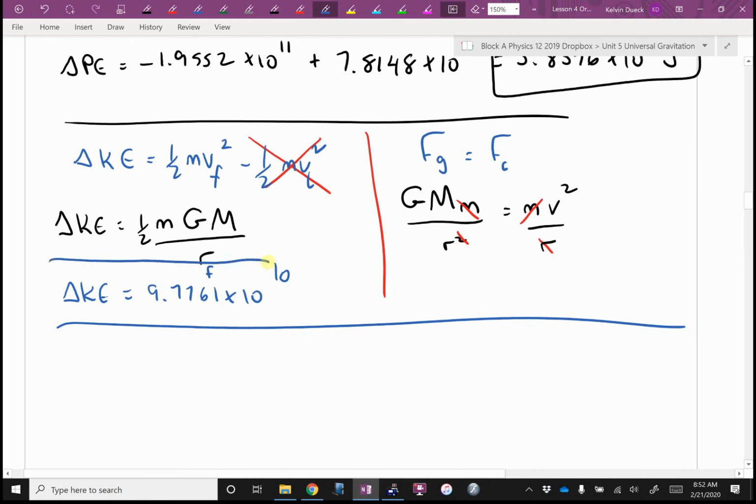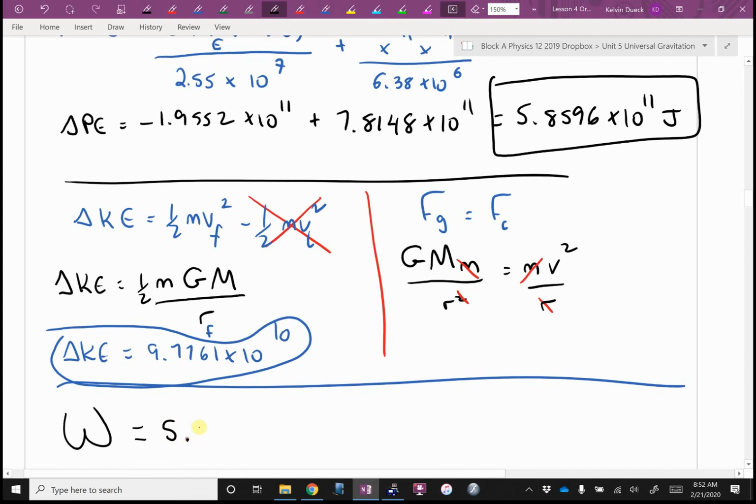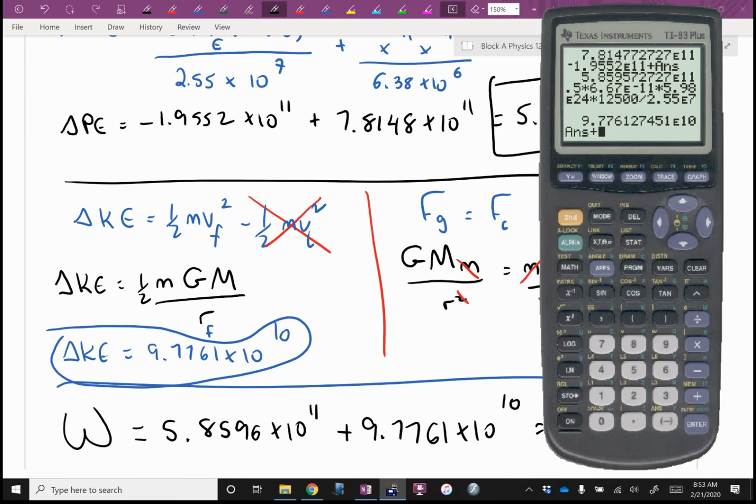Chris, what were we trying to find? We said that work was equal to the change in potential, which is 5.8596 times 10 to the 10th, plus the change in kinetic, 9.7761 times 10. Oh, not 10 to the 10th, 10 to the 11th. I wrote down that first fraction. At least I didn't make it negative 11. So it's going to be that number plus 5.8596 scientific notation 11. That's a lot of work. No pun intended. How much work? Do you get 6.84 times 10 to the 11th?